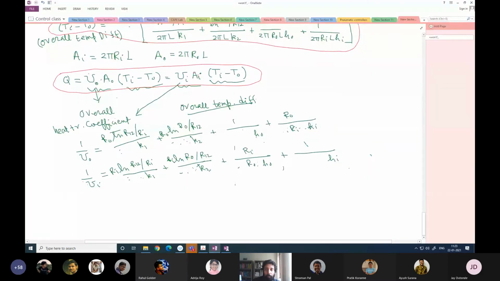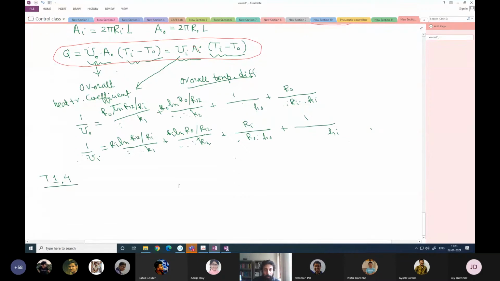Okay, it's not coming. So let me start drawing this. So this is problem number 4, Tutorial 1. Problem number 4. What it says is that a thick walled tube of stainless steel, thermal conductivity given, with 2 centimeter inner diameter and 4 centimeter outer diameter is covered with 3 centimeter layer of asbestos insulation.